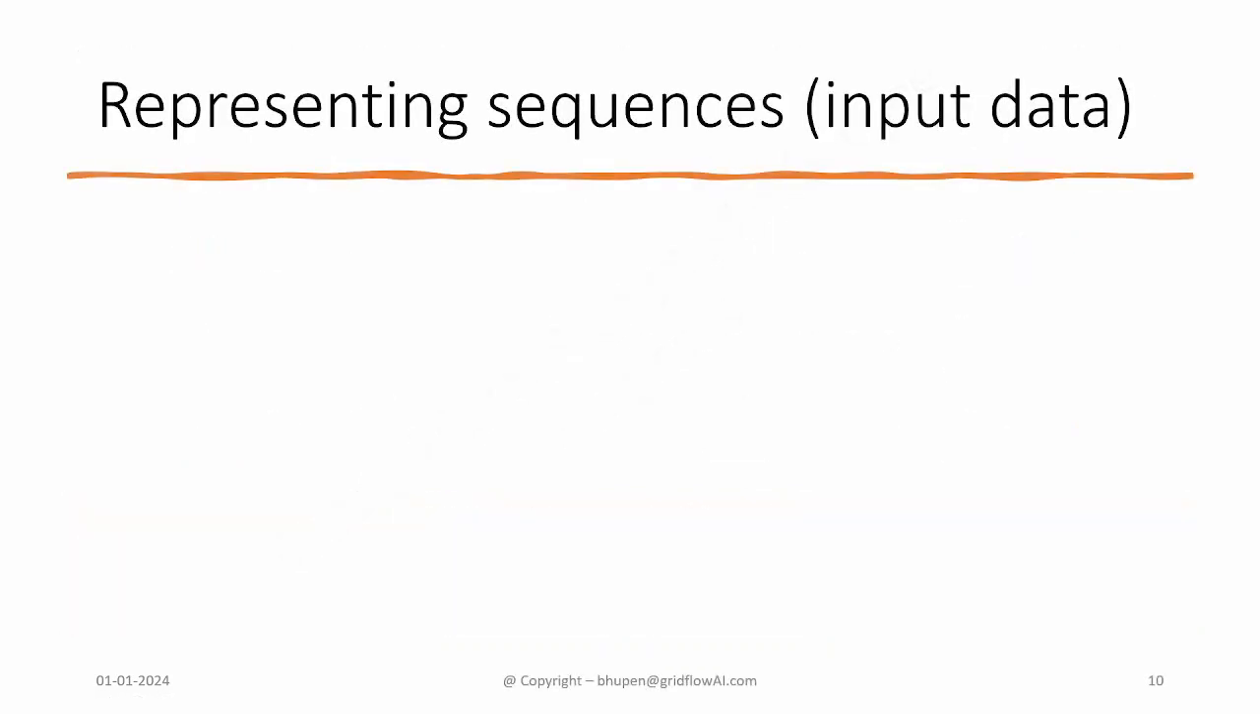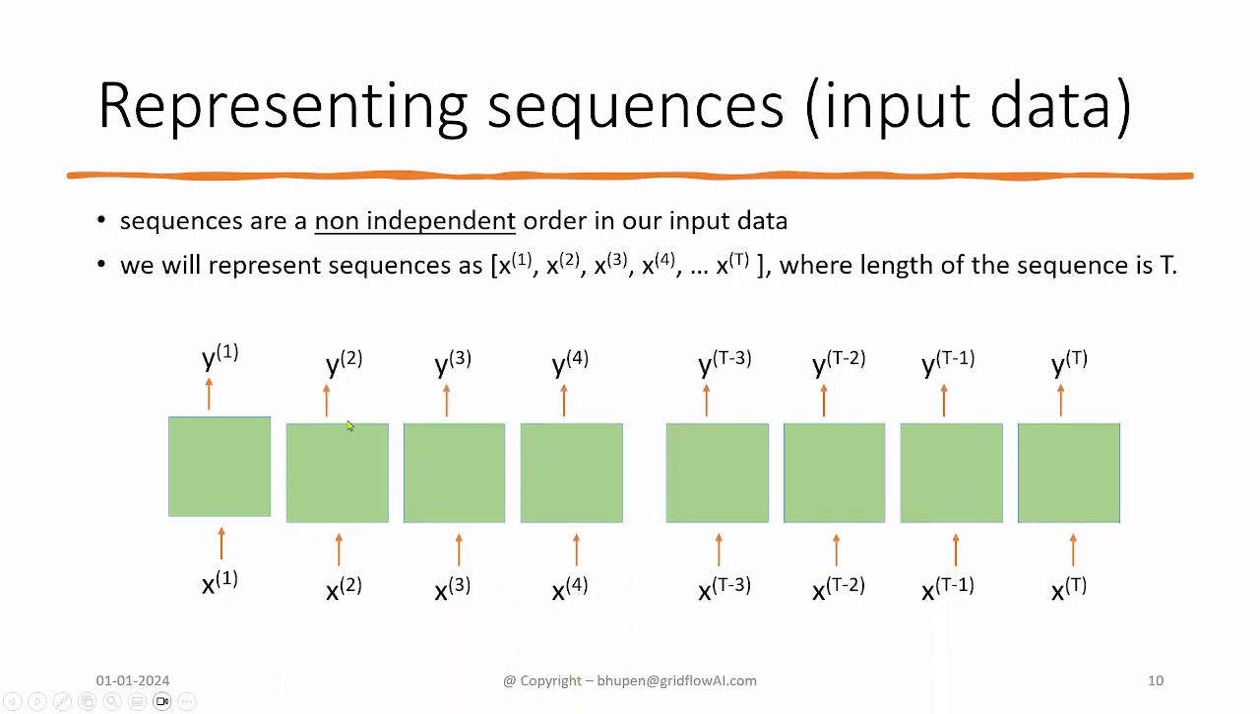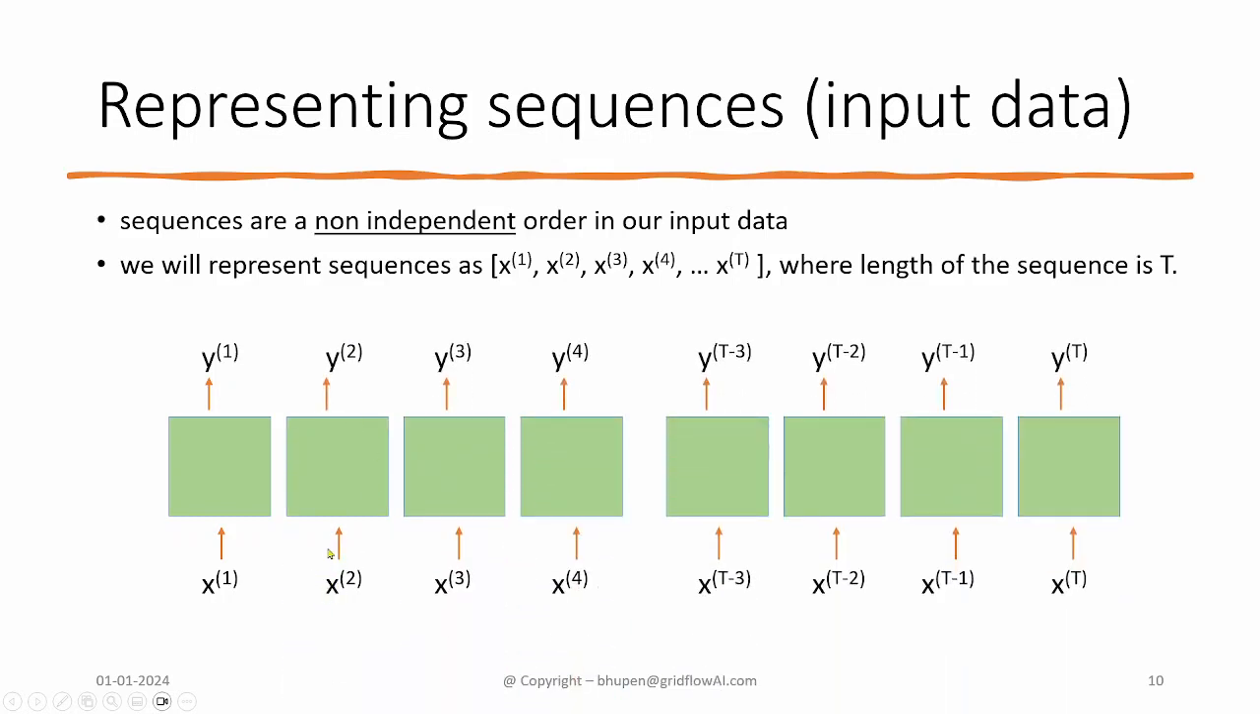How do we represent sequences in the case of RNN? Sequences are non-independent, that means dependent. The input data is dependent in terms of time. So let's take an example here, and this green box is your RNN cell, and you provide the input here, and there is a corresponding output. Next time step, you will provide another input and another output, and so on and so forth.